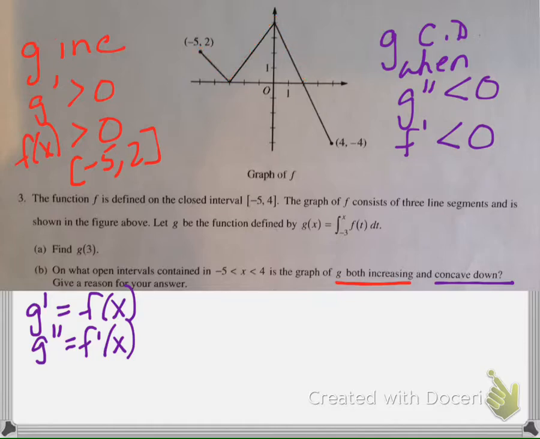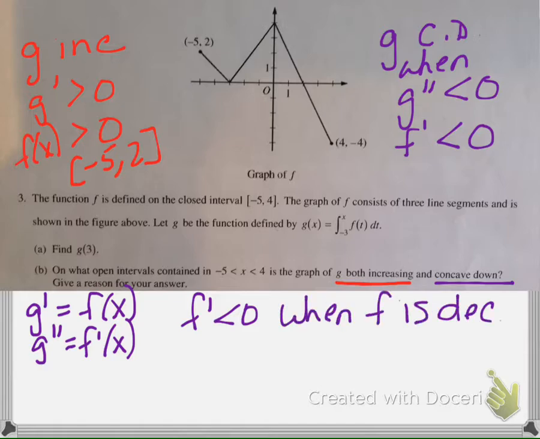This is the graph of f, and when is f prime less than 0? f prime is less than 0 when f is decreasing. And this is the graph of f, so when is it decreasing? From here to here, and from here to here. So it's decreasing from -5 to -3, and then it's decreasing from 0 until it gets to 4.